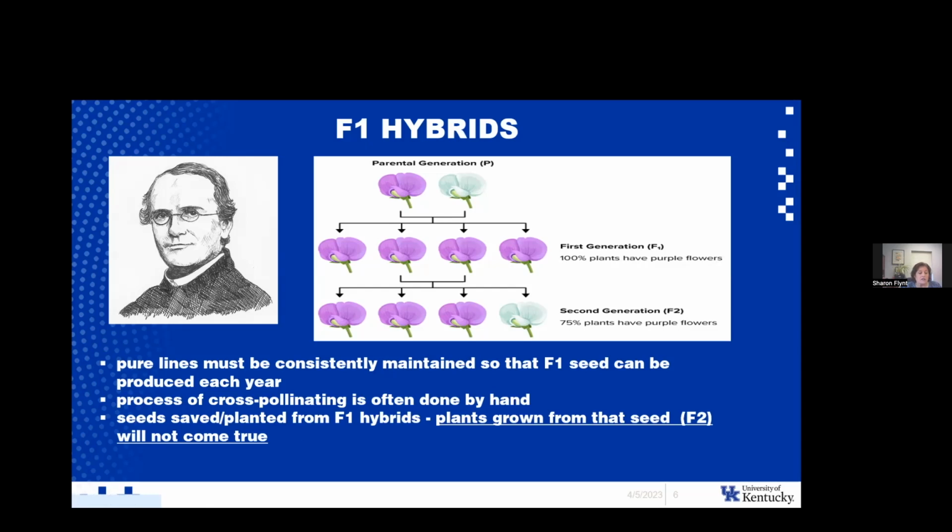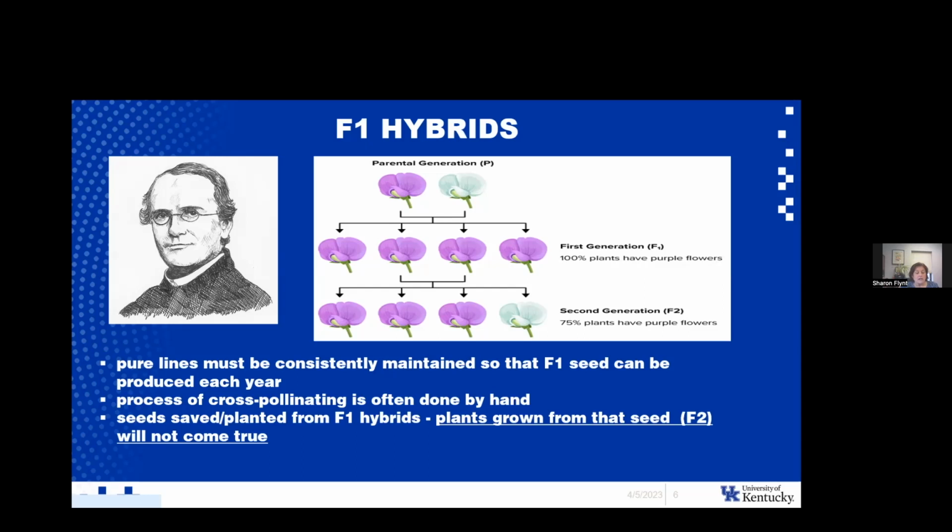So here it shows that pure lines must be consistently maintained so that the F1 seed can be produced each year. And the process of cross-pollinating is often done by hand. It used to be that F1 hybrid seed that you buy may be a little more expensive. I don't think that's really the way it is now. However, that expense was increased because they had to have people do pollinating by hand.